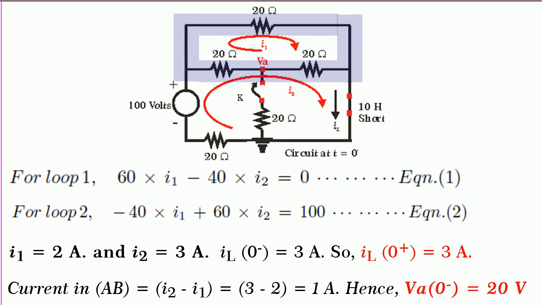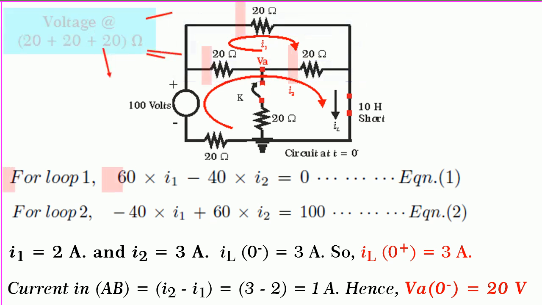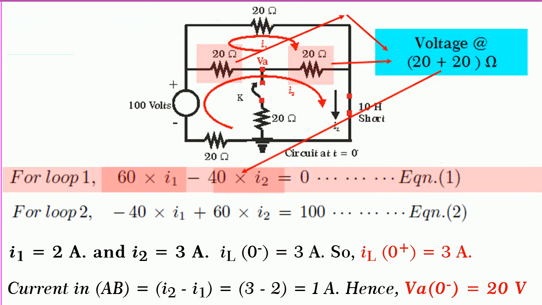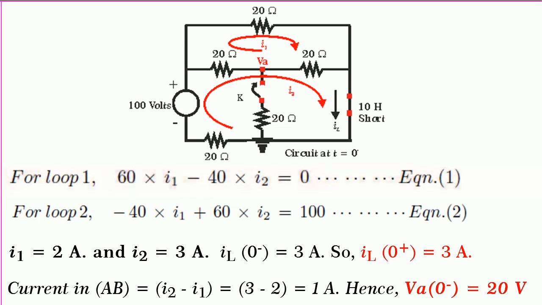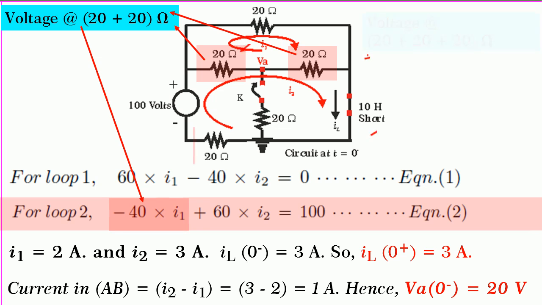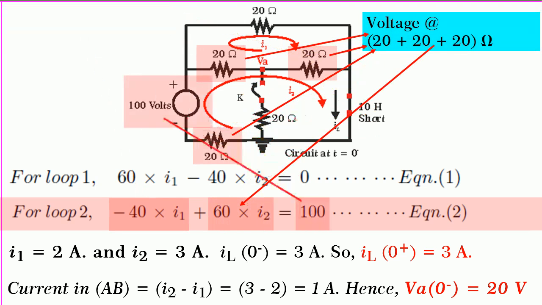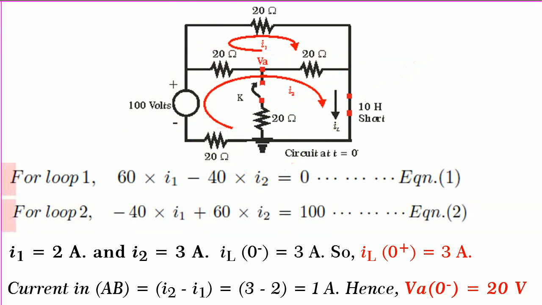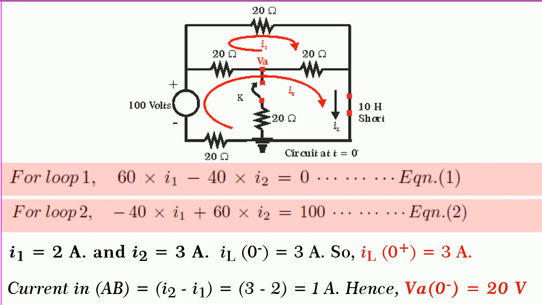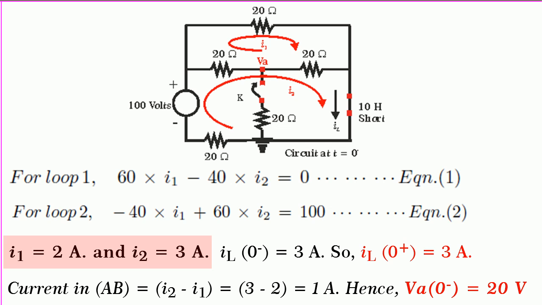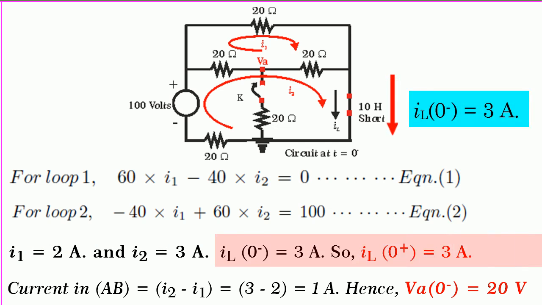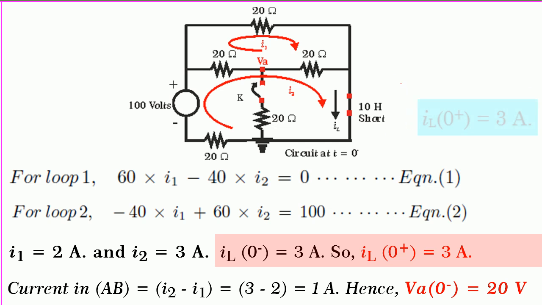By writing the loop equation for loop 1, we get 60I1 minus 40I2 is equal to 0. Let it be equation 1. Similarly, for loop 2 we get minus 40 I1 plus 60 I2 is equal to 100. Let it be equation 2. By solving these two simultaneous equations 1 and 2, we get I1 is equal to 2 amperes and I2 is equal to 3 amperes. Therefore, IL0 minus is equal to 3 amperes. So, IL0 plus also is equal to 3 amperes.